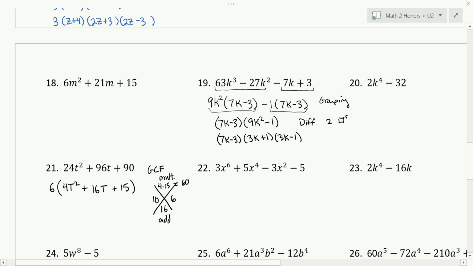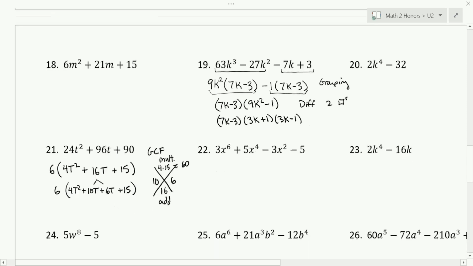Okay? So that helps me split up the middle term. And so it's going to be 10t plus 6t here. I bring down the 15. I bring down the 4t squared. And then what's important now is to keep that in parentheses and keep the 6 out in front. Don't lose that. Okay? So now we have 4 terms.